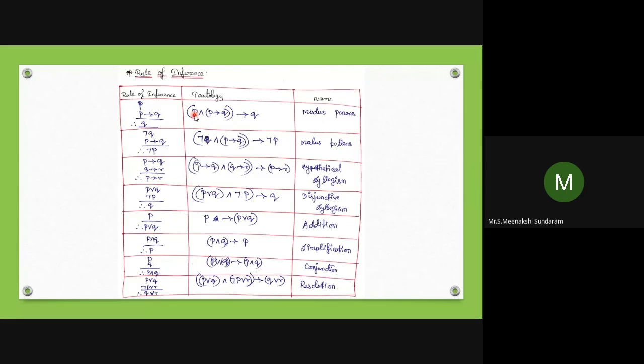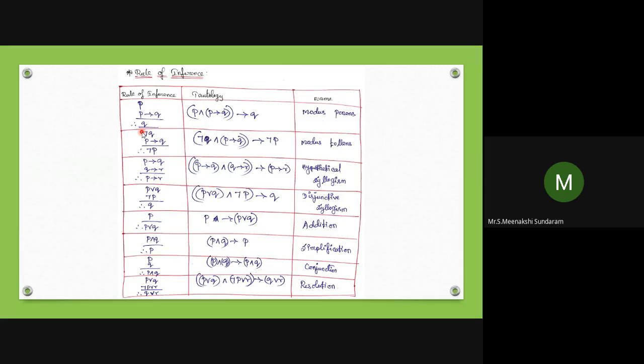So one conjunction, one disjunction, then we can apply the distributive law, and then simplification or tautology. This is called modus ponens. P, P tends to Q. Absorption law, you can remember. P, P tends to Q, we can write the answer is Q.